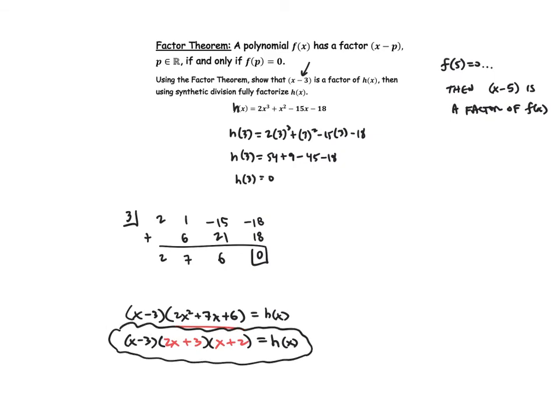Now, it doesn't ask for this, but the zeros of h of x, also called the roots of h of x, are as follows. X equals 3, x equals negative 3 halves, and x equals negative 2. You can get those from each of the linear factors right there. Okay, let's continue to the next example.